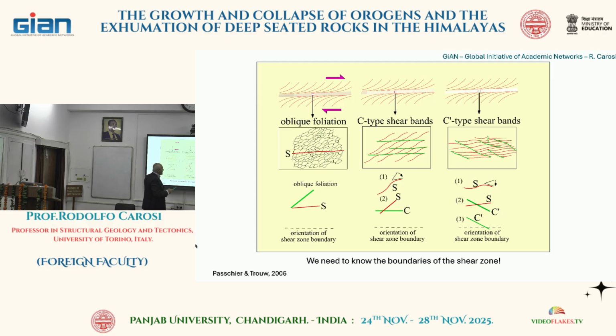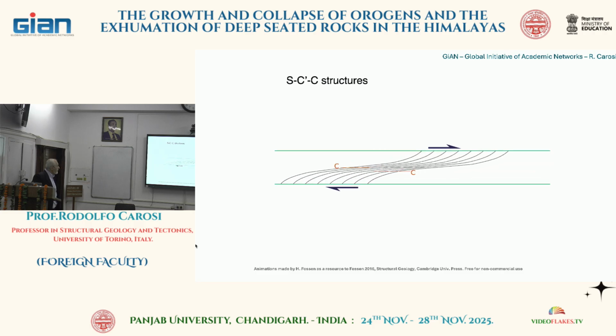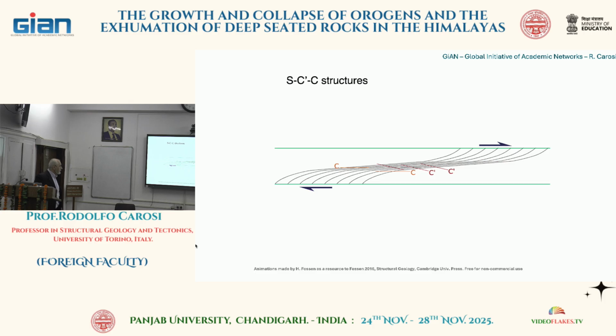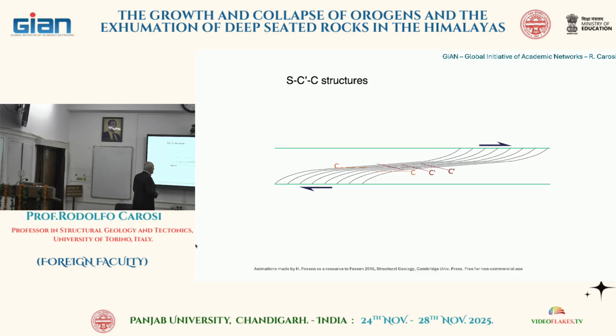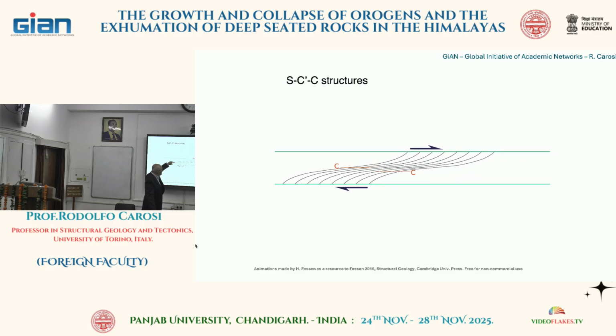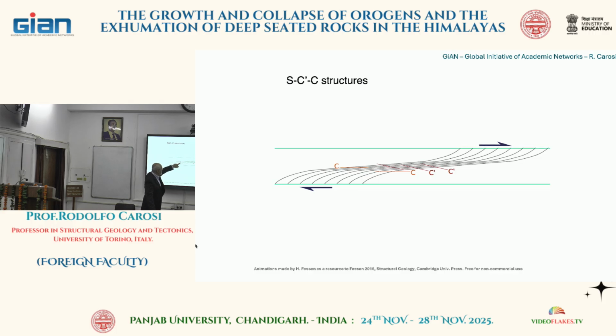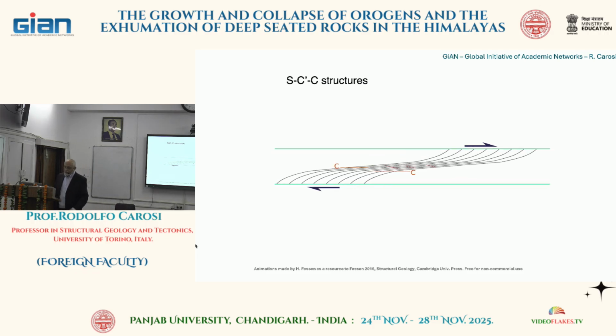To recognize correctly C and C prime, you have to know the shear zone boundary, because otherwise in the field it is not so evident. This is a small movie by Haakon Fossen, who adopted the interpretation that C prime develops at the end of a shear zone. So, S fabric, C fabric that is much more continuous, and C prime that is a little bit discontinuous with small planes in the shear zone.